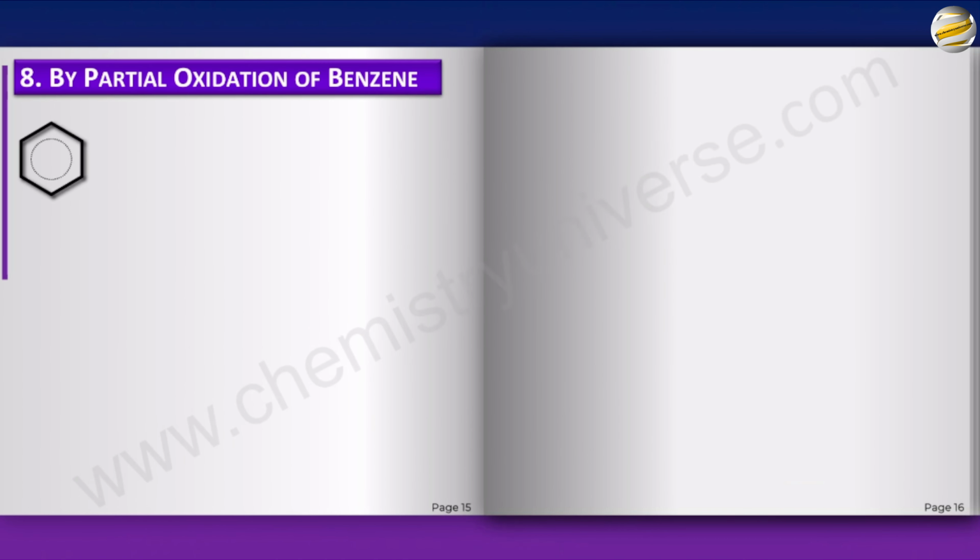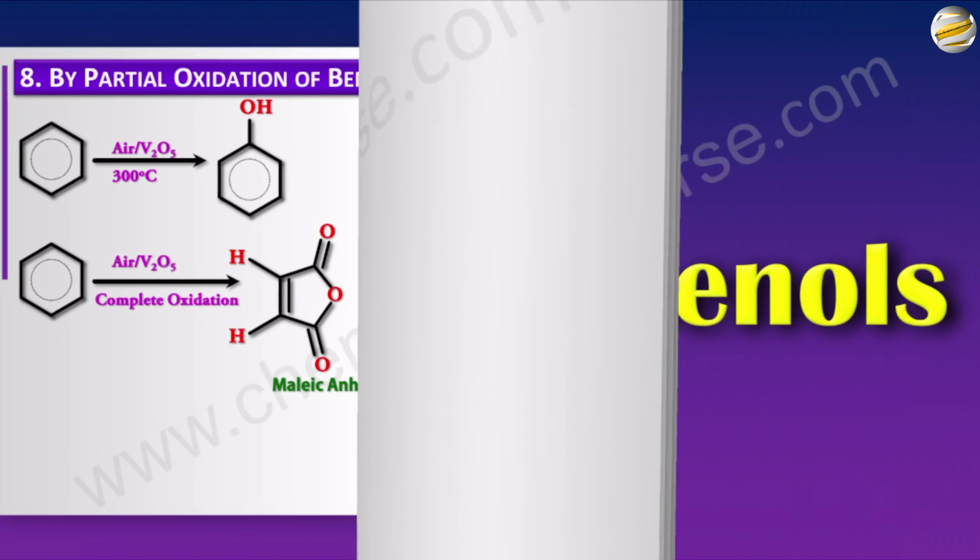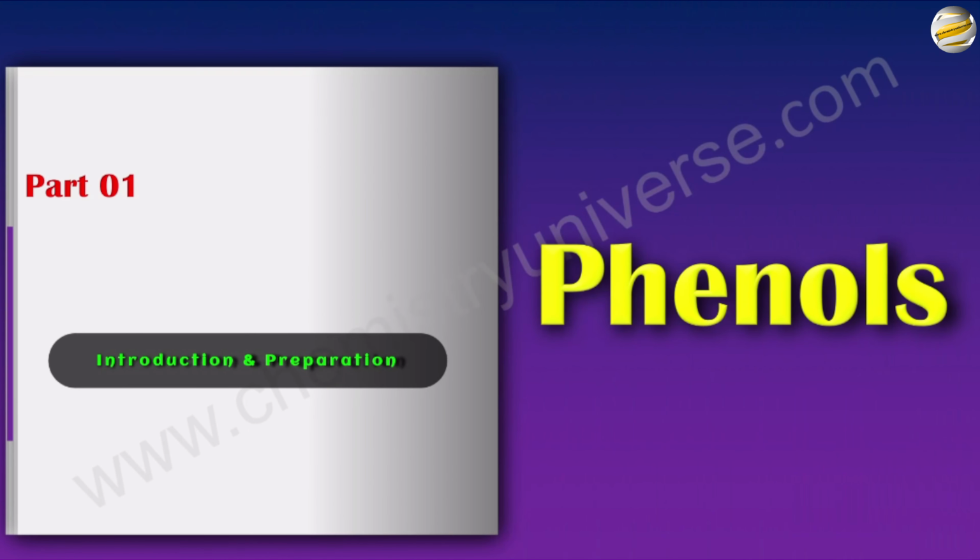And then lastly, you have partial oxidation of benzene. And this is fairly simple, you just have to remember it. You can do oxidation of benzene partially and you'll get phenol, using, of course, V2O5 as the catalyst. But if you were to do complete oxidation with this, you're going to get maleic anhydride. This is called maleic anhydride. Right now, you don't have to worry about how this is happening. You just have to remember that this is complete oxidation, and that is partial oxidation. And with that, we come to the end of the preparation and introduction of phenols.